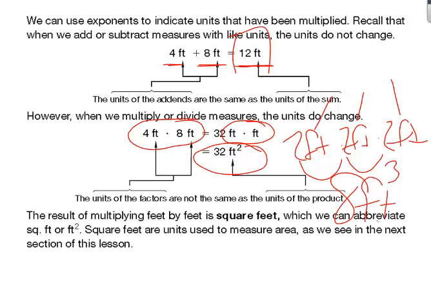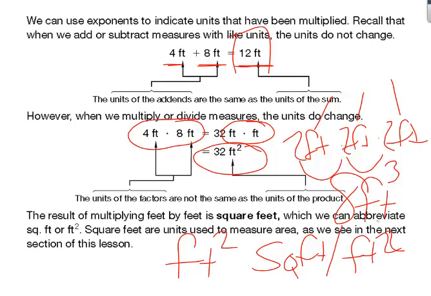The result of multiplying feet gives us what they call square feet. So up here where it says 32 feet squared, so feet squared, you can write square feet, or you can just put feet squared. You decide. Either one of these is okay.